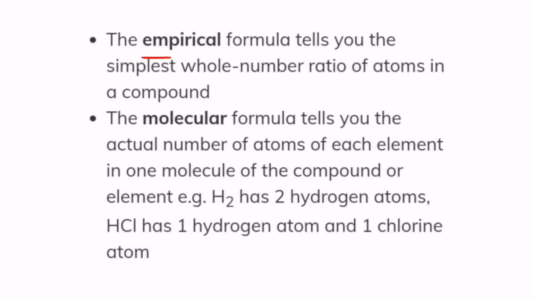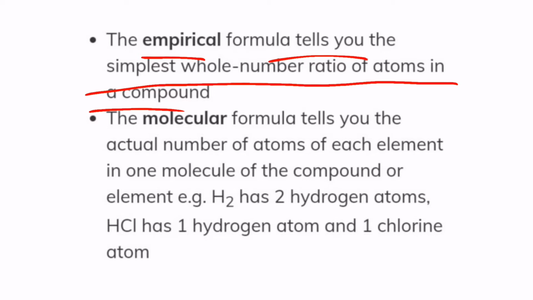And then we also have an empirical formula. We are going to learn more about empirical formulas as we continue in the next videos. But for now, you should know that the empirical formula just tells you the simplest whole number ratio of atoms in a compound. So that is the empirical formula.